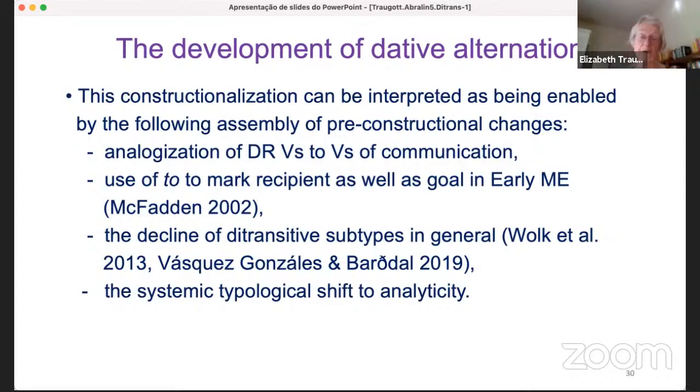It's a nice example of what I talked about earlier, that you have a lot of small little changes occurring pre-constructionally. Pre-constructionalization, it should be. There's a cluster of several different enabling distributions that accumulate over time. One of them is the analogization of the direct recipient verbs to verbs of communication. Another is use of to mark recipient as well as goal in early Middle English. Another is the decline of ditransitive subtypes in general.